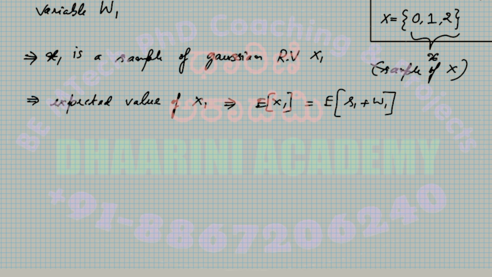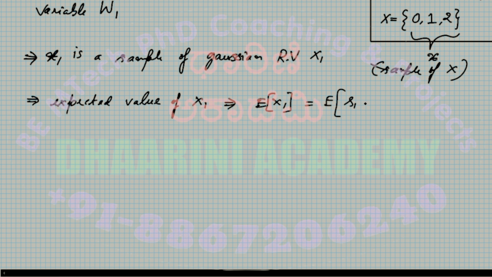Okay, sorry, I made a mistake. This w1 is not small. I'll write it properly. So this is small s1 plus this is W1. Okay, that's a capital W. Now onwards, I'll write a small w like this, and capital W like this. So just for your reference.